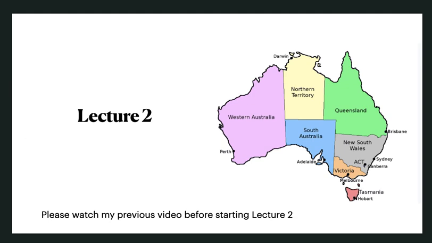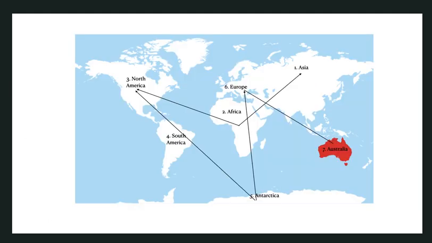Now let's start an active recall. What we had seen is there are 7 continents. Starting from largest to smaller, it is Asia, Africa, North America, South America, Antarctica, Europe, and Australia. For easy studying purposes, I've started with Australia, which is marked red.